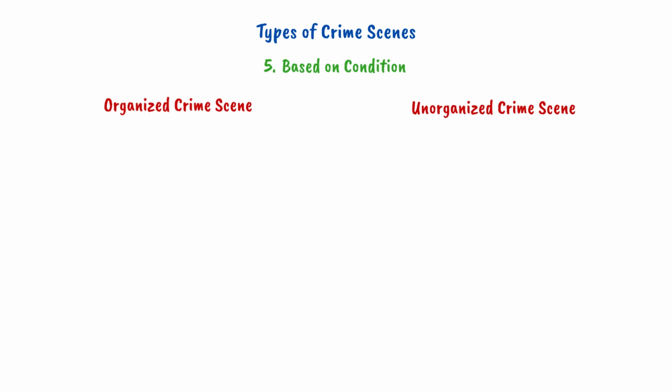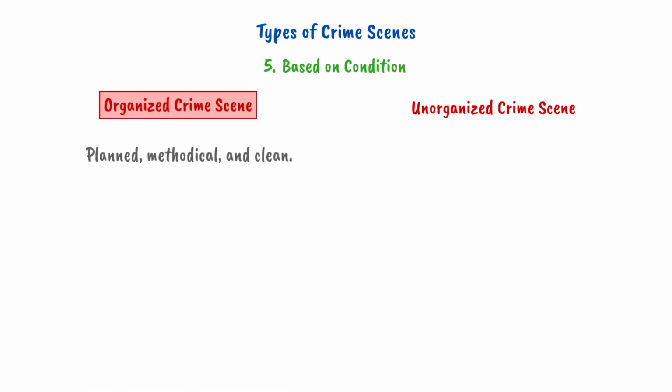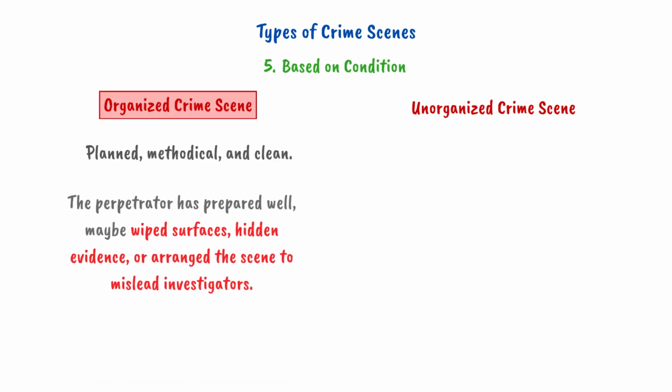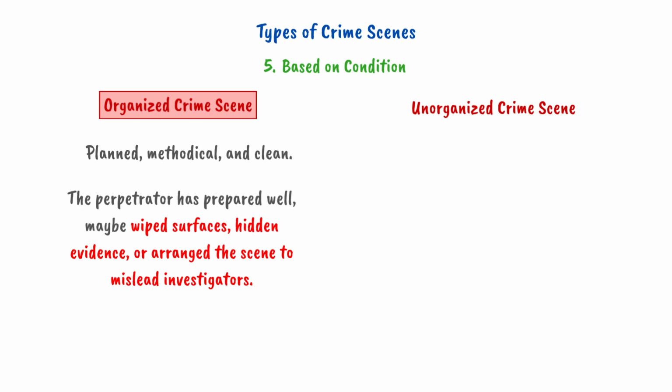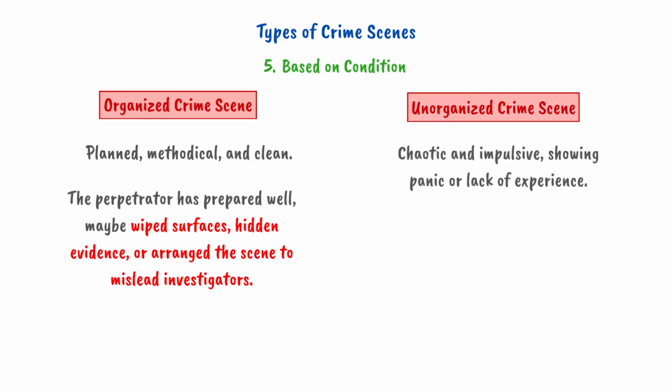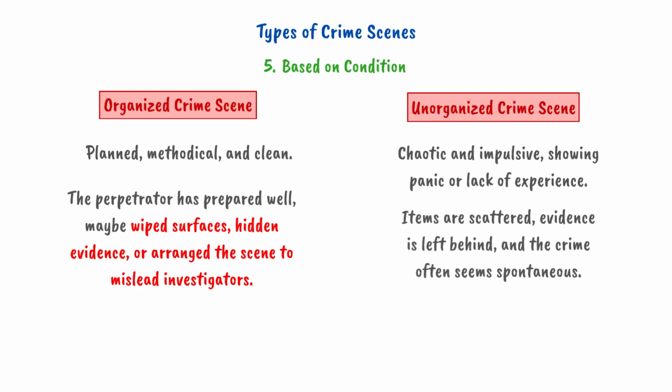Based on condition, organized crime scene, planned, methodical, and clean. The perpetrator has prepared well, maybe wiped surfaces, hidden evidence, or arranged the scene to mislead investigators. Unorganized crime scene, chaotic and impulsive, showing panic or lack of experience. Items are scattered, evidence is left behind, and the crime often seems spontaneous.